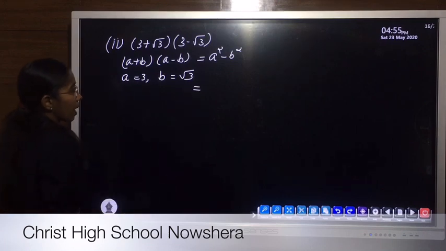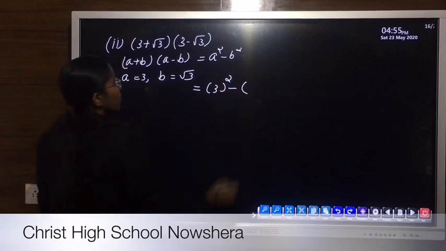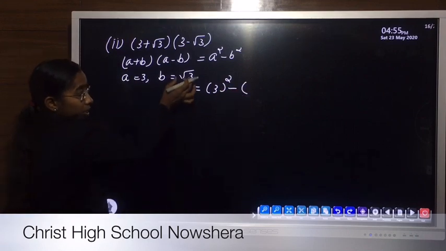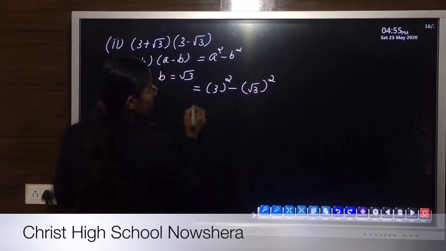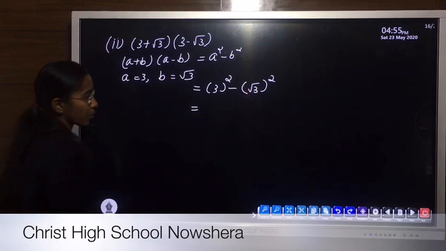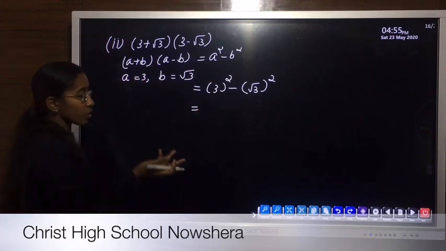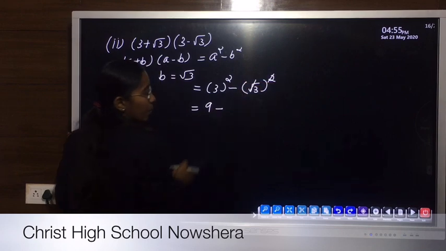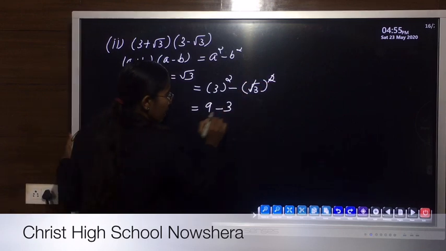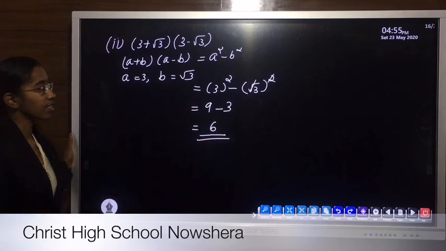That is equal to a square. A square means 3 square minus, what is our b? B is equal to root 3. That is root 3 square. That is equal to 3 square, 3 square means 3 into 3, 3 multiplied 2 times, 9 minus, here we can cancel this square and root. That is 9 minus 3. 9 minus 3 is 6. So that answer is 6.